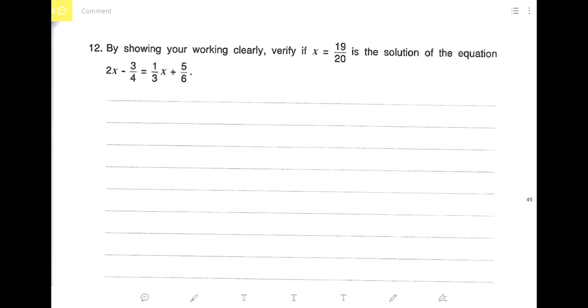Let's do it quickly. This one, x is 19 over 20. So what we find is you have to substitute. You have to replace your x by 19 over 20. Okay, so you just go there, right? This is like 2x, so you have to replace this x by 19 over 20.